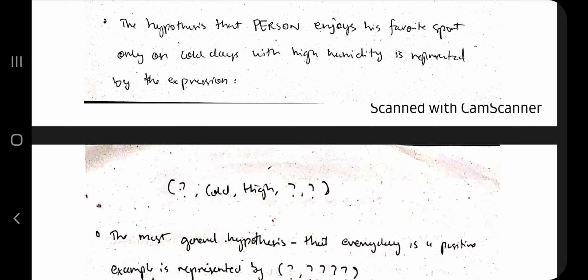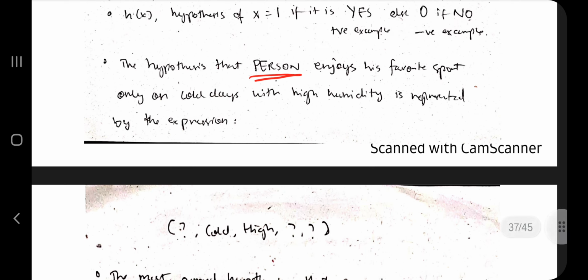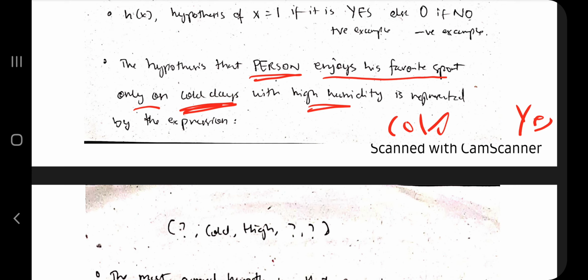So what does this mean? Cold, high, why have I written question marks here? Let me explain. The hypothesis that a person, what is the hypothesis? Read carefully. Enjoys his favorite sport means at last yes should be there only on cold days. So cold days should be there and high humidity should be there. Cold days and high humidity should be there.